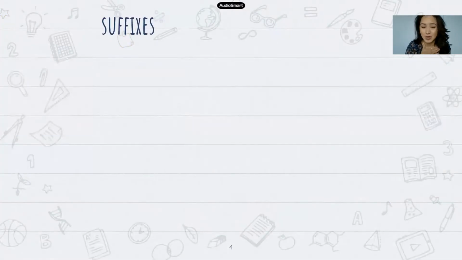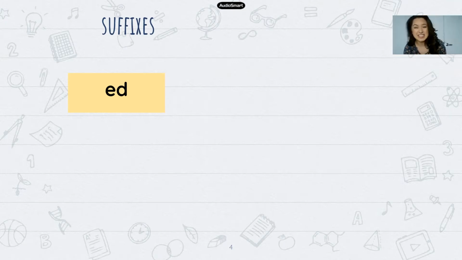Next, we have some suffixes. I'm going to say a sound that the suffix makes, and you're going to tell me which suffix it is. Okay, first repeat after me. Good. One more time. What suffix says /d/ as in jumped? Very good. Ed. Remember, even though the suffix says ed or it looks like ed, this still says /t/ as in jumped. Okay, it also says /d/, but in this case, it says /t/ as in jumped.